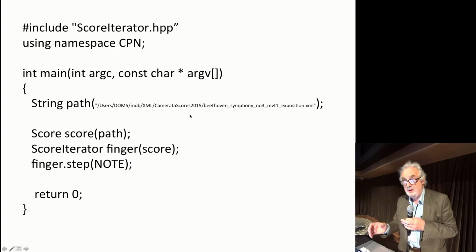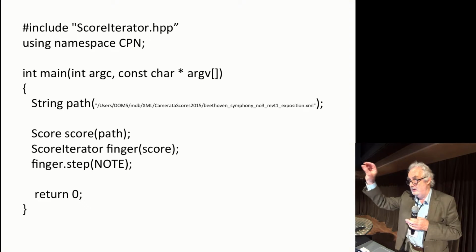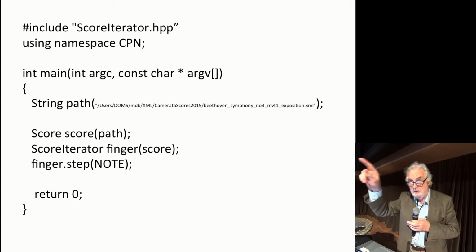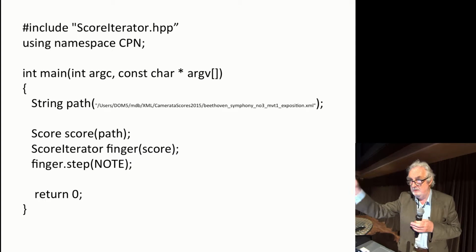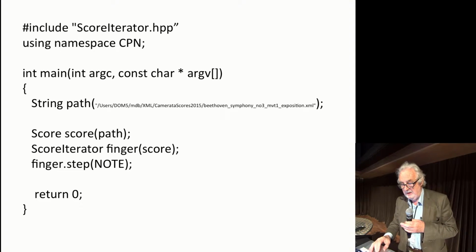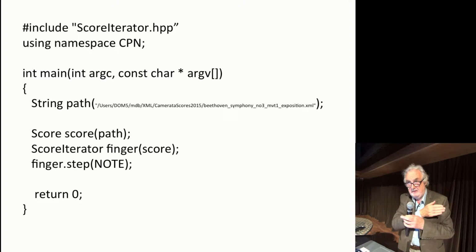Okay. Next, I create the score iterator. Now, you can think of the score iterator as a point of attention on the score, or like maybe a finger that you run along the score. And at any point, you can query, what's at this point? Are you a note? If you're a note, what letter note are you? Where are you in the scale of things? The score iterator starts off just before the first object in the score.